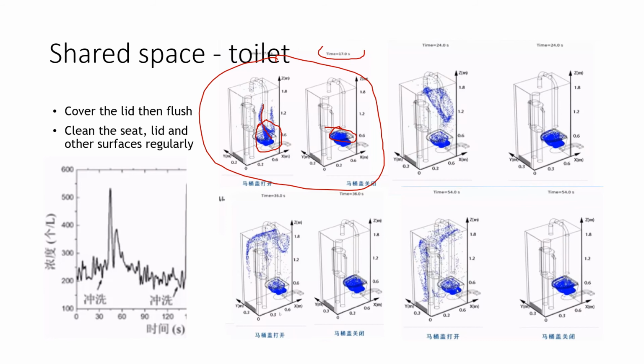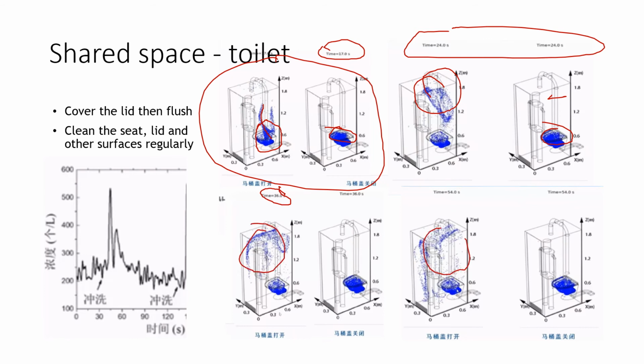So that is 17 seconds. Now, if we wait another few seconds, 24 seconds, you will see more particles jump out of this toilet into the air. And then this is with the lid covered, so you don't see much. And that is another few seconds, into 30 seconds after the flush. You can see more and more, and that is 54 seconds. And these particles will eventually deposit on surfaces and even be breathed in by yourself.